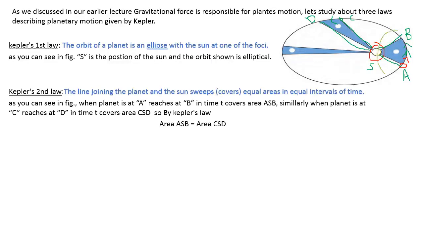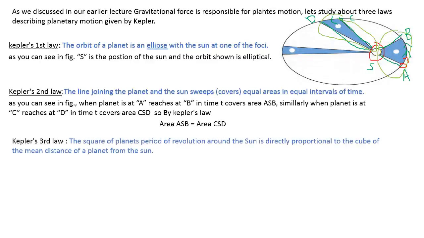This area is going to be covered in time T. Now when the planet is at C and reaches D, the area covered is nothing but CSD, meaning this much area. According to Kepler's second law, these both areas are equal. Suppose the first area is 2 square centimeters, this is also 2 square centimeters. Suppose this is 25 square centimeters, and this is also 25 square centimeters. Hope you have understood the law.